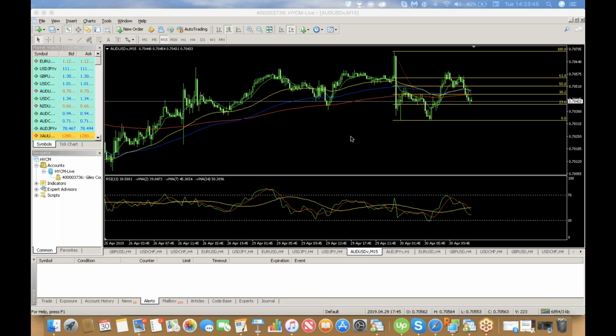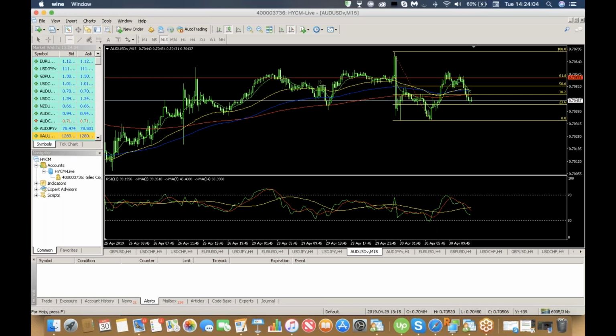Now, what other aspects are we looking at? Remember, when we're looking for an entry, we want as many different factors together as possible. So we want to think, is there an option expiry level going on? We want to think, where's the intraday resistance? So we look at the intraday resistance, let's draw it in. So there we've got intraday resistance there.